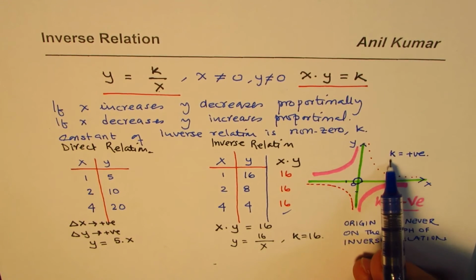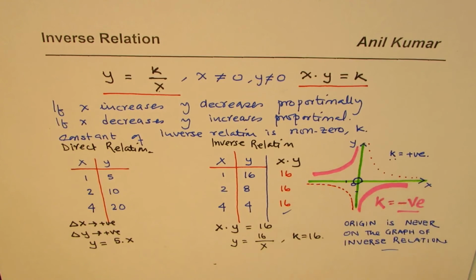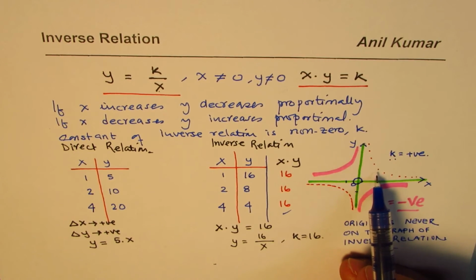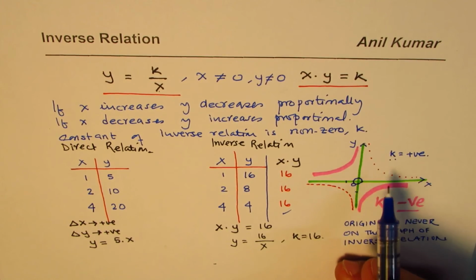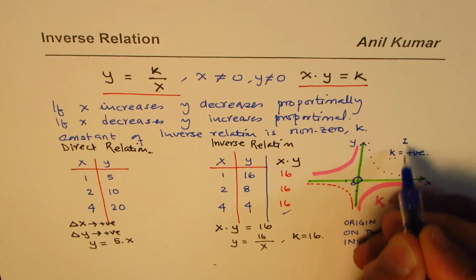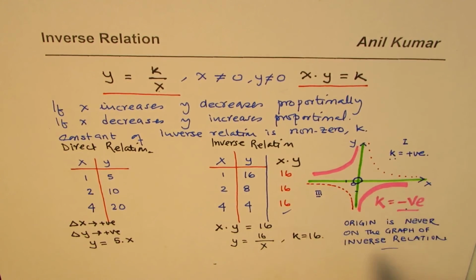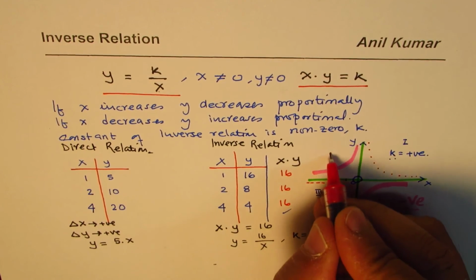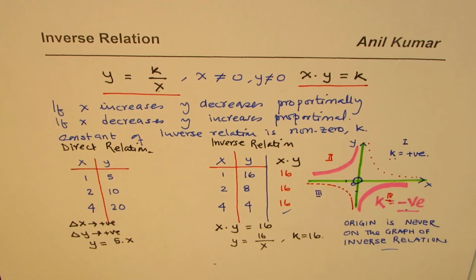On a graph, we'll have a 1 over x, or reciprocal function, graph as shown here. Depending on the value of k, the quadrant in which the graph lies will be determined. So if k is positive, then the graph will be in quadrant 1 or in quadrant 3. But if k is negative, then the graph will be in quadrant 2 or in quadrant 4, right? So I hope with this you have understood what an inverse relation is.